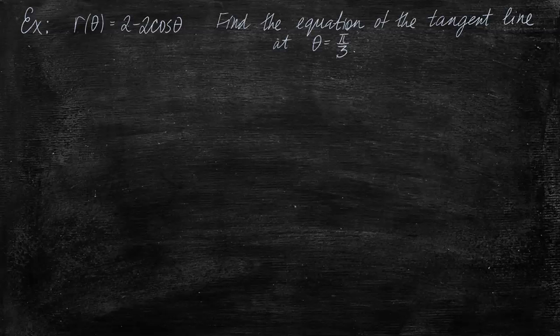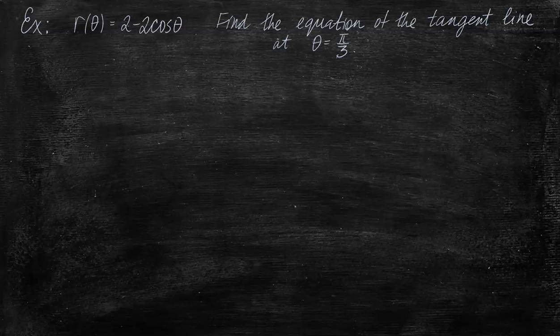So again, how do we understand this task? We have some sort of curve. When theta is pi over 3, we want to find the equation of this tangent line. We're going to look for the equation of the straight line in Cartesian form, because lines are better written in Cartesian form, but the curve itself is given to us in polar coordinates. So where do we begin?